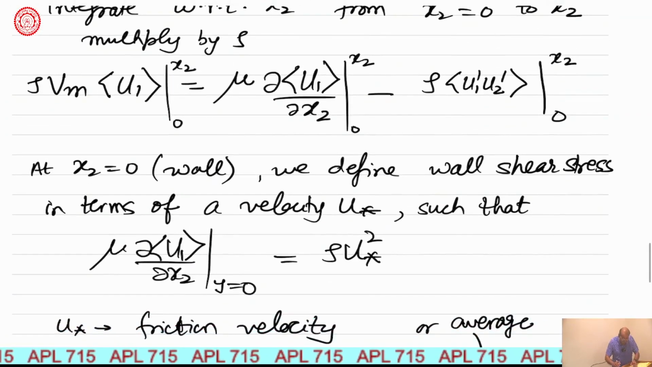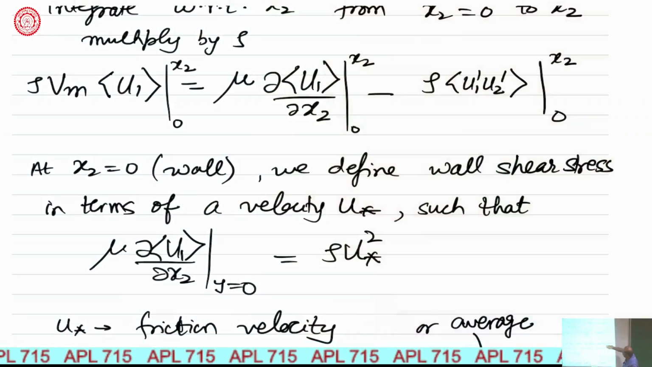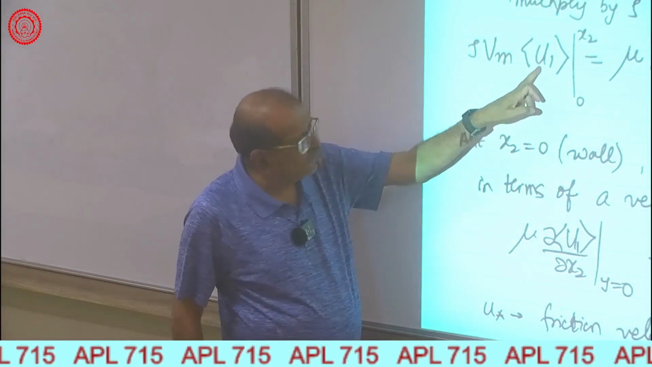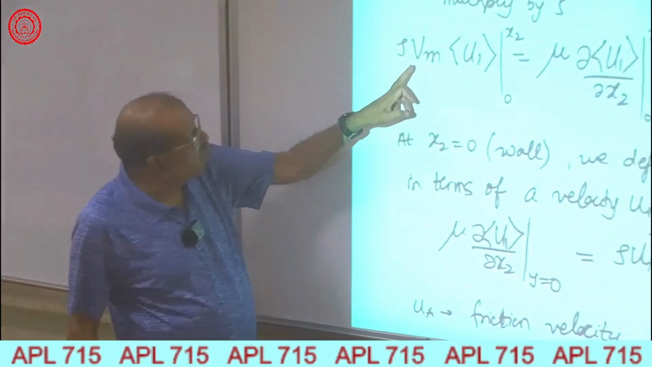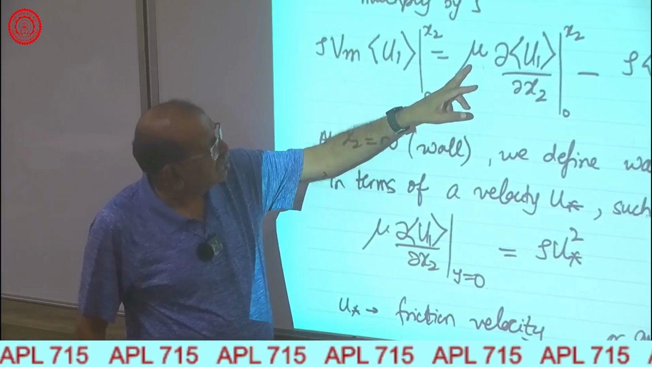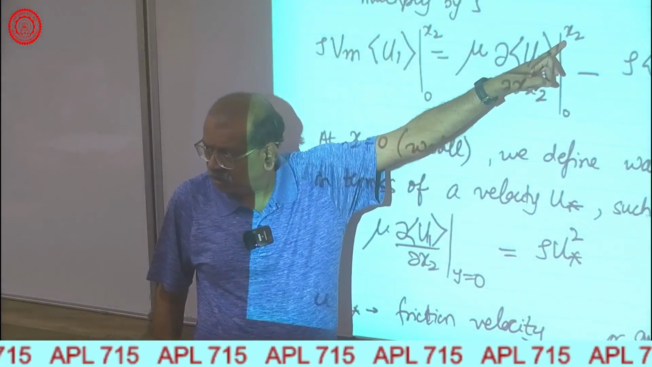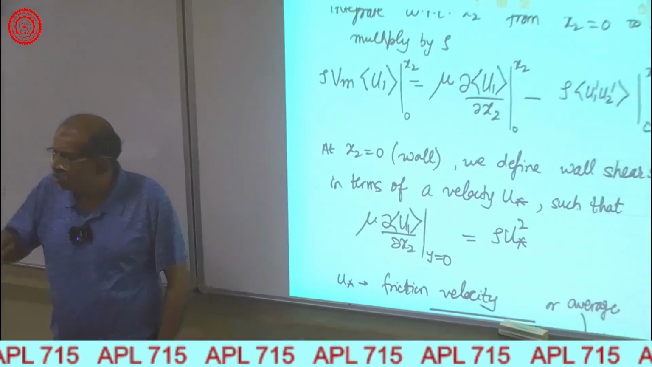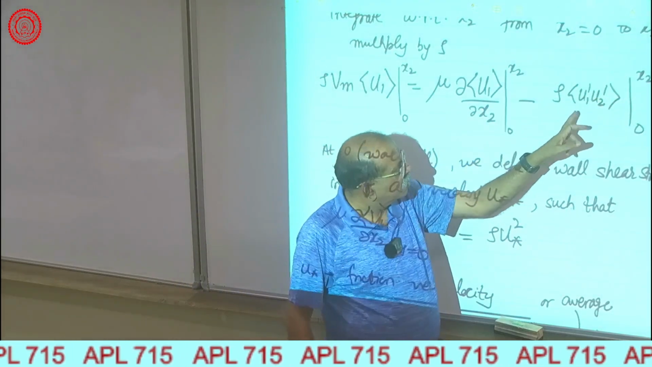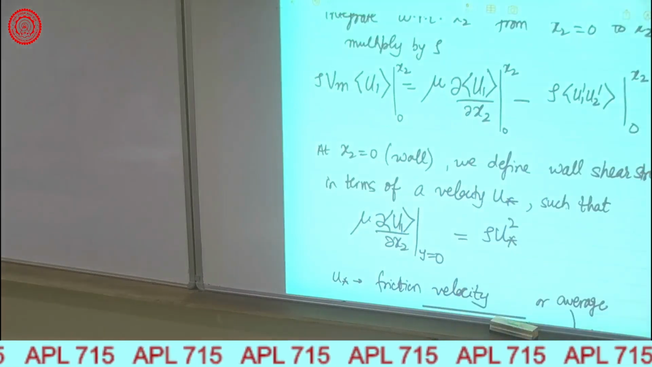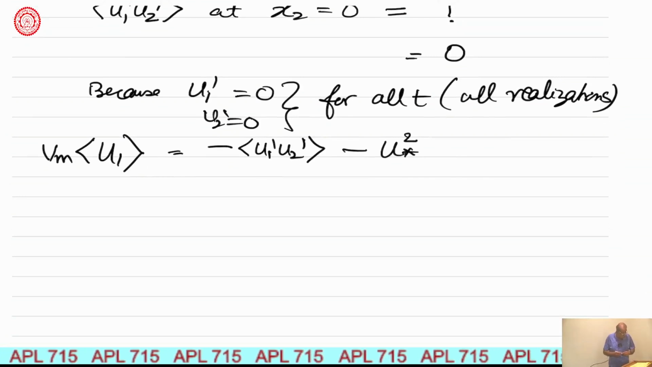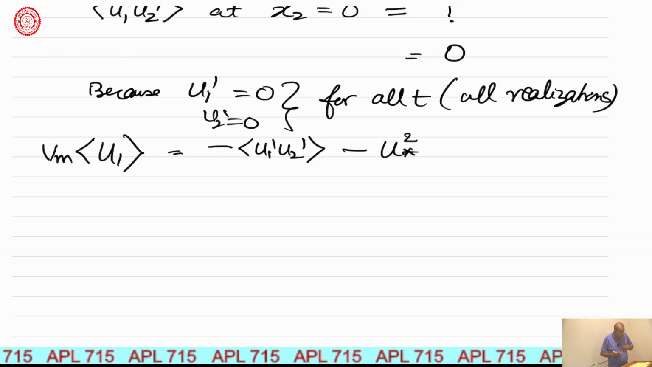So now I go back to this equation. At 0, mean of U1 is 0. So this just becomes rho Vm times U1, that is U1 at x2. This will be equal to, now this term, the top limit is 0, the bottom limit is minus rho U star square. This one, the top one is rho U1 prime, U2 prime, the bottom is 0. So put all this in and you are left with this: Vm times U1 is equal to minus U1 prime, U2 prime minus U star square.